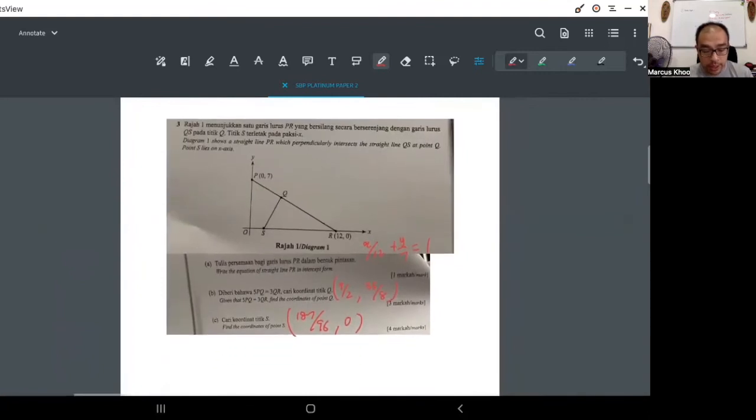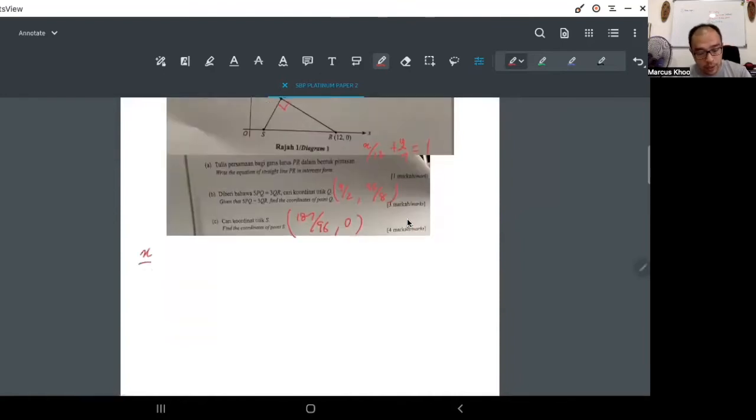Number 3, diagram 1 shows a straight line PR which perpendicularly intersects the straight line QS. Again, the word perpendicularly, so this is 90 degrees. So you know that M1 M2 equals -1. You need to think about it. Write the equation of the straight line PR in intercept form. Intercept form is x over a plus y over b equals 1. This is a format, where a is the x-intercept and b is the y-intercept.